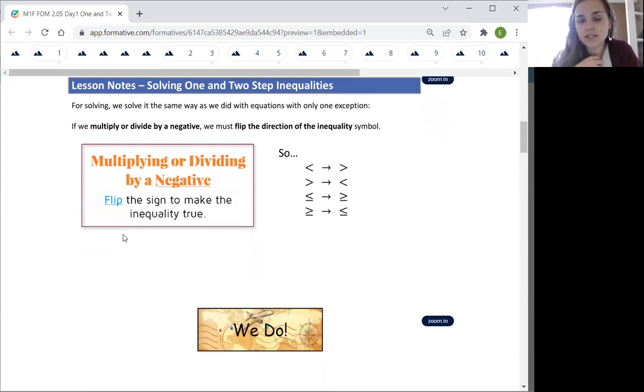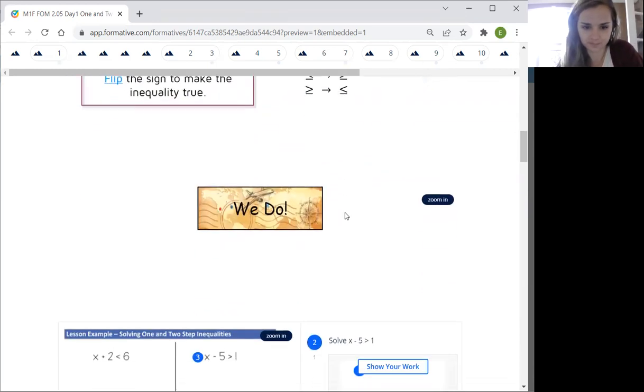When solving inequalities, it's the same exact steps. Okay, so we're still doing inverse operations from PEMDAS. The only thing different here is if you ever multiply or divide by a negative on both sides, you have to flip the sign. Okay, you have to flip the inequality. So if it's a less than, it becomes greater than, and greater than becomes less than, and so on and so forth with the equal to pieces as well. The equal to sign does not change.